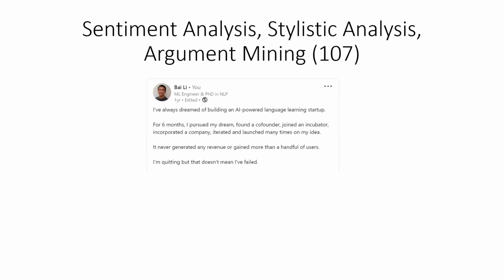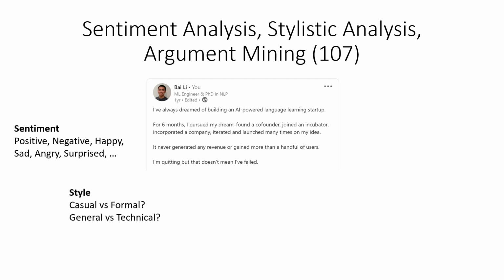Next up, we have sentiment analysis, stylistic analysis, and argument mining with 107 submissions. This category includes a bunch of closely related things that we might want to know when analyzing a social media post or any other kind of text. The most basic is sentiment analysis. Is this post generally positive or negative, or is it representing any specific emotions like happiness, sadness, anger, or so on? You may also want to detect the style of the post. Is it casual or formal, and is it written for a general audience or a technical audience?